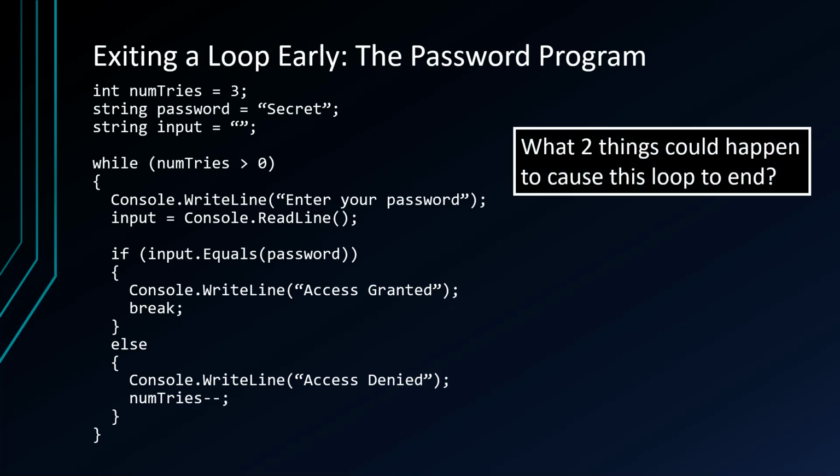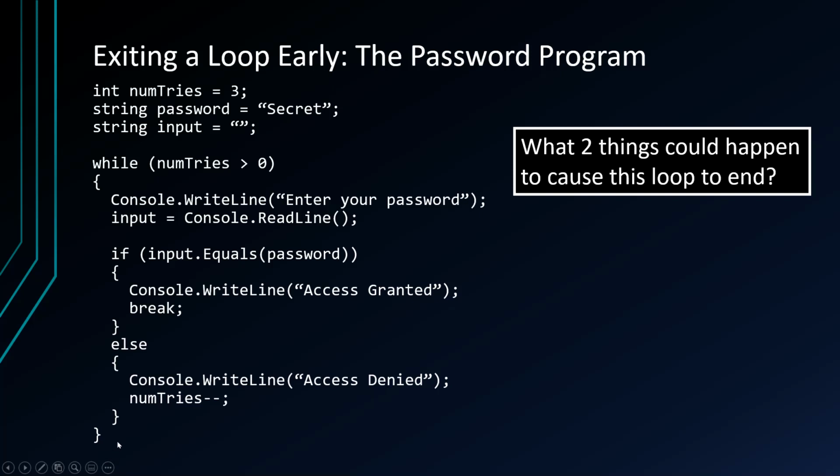So what 2 things can happen to cause this loop to end? What do you think it is? Well, the first thing is, as soon as they get it right, it's going to hit this break statement, which means it's going to jump out and continue on with the rest of the program. It's not going to do anything else. It's immediately going to break out of the while loop. Okay. What's the other thing?